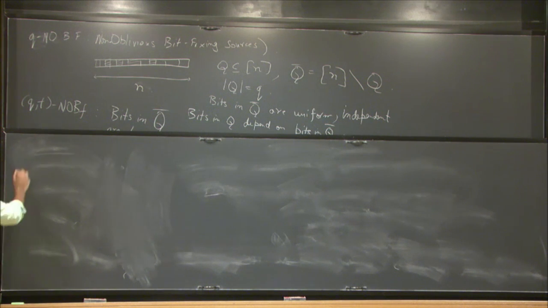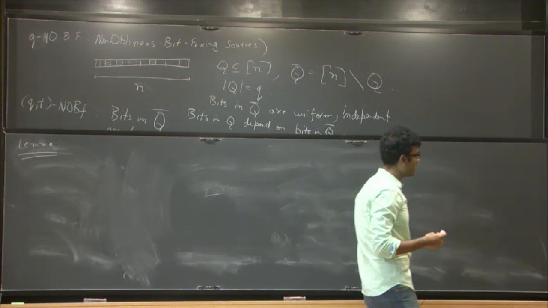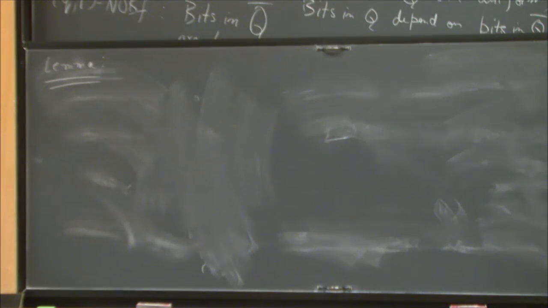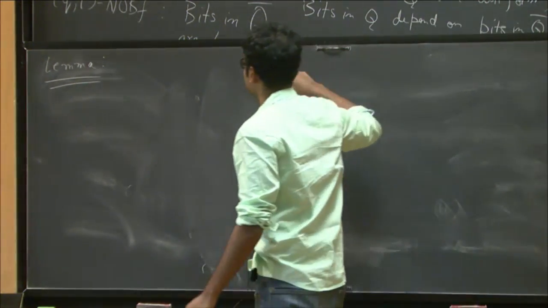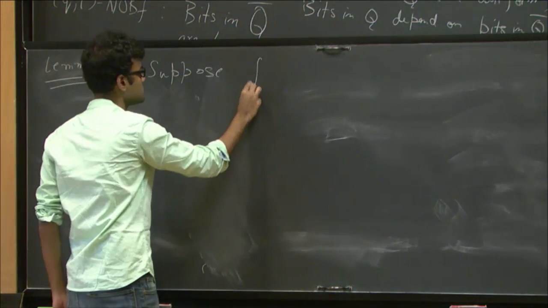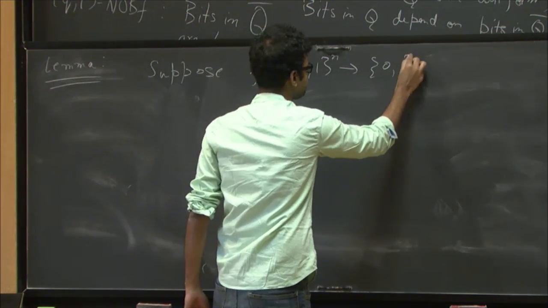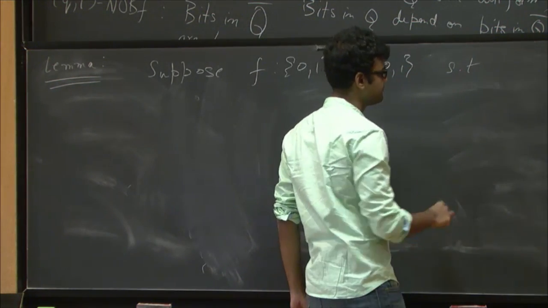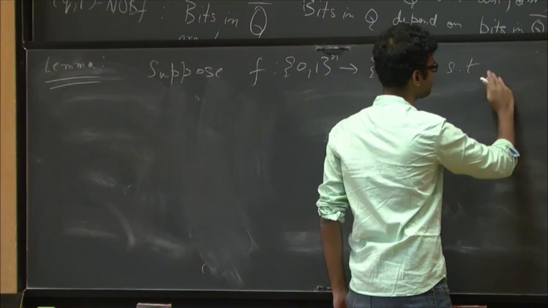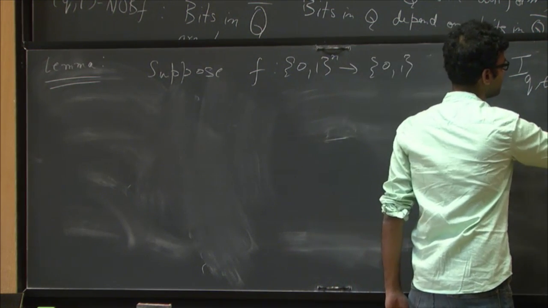All right, and the lemma is to connect these functions which have low influences for any subsets to designing extractors for these non-oblivious bit fixing sources. So suppose f is a function such that it is bounded by epsilon 1.